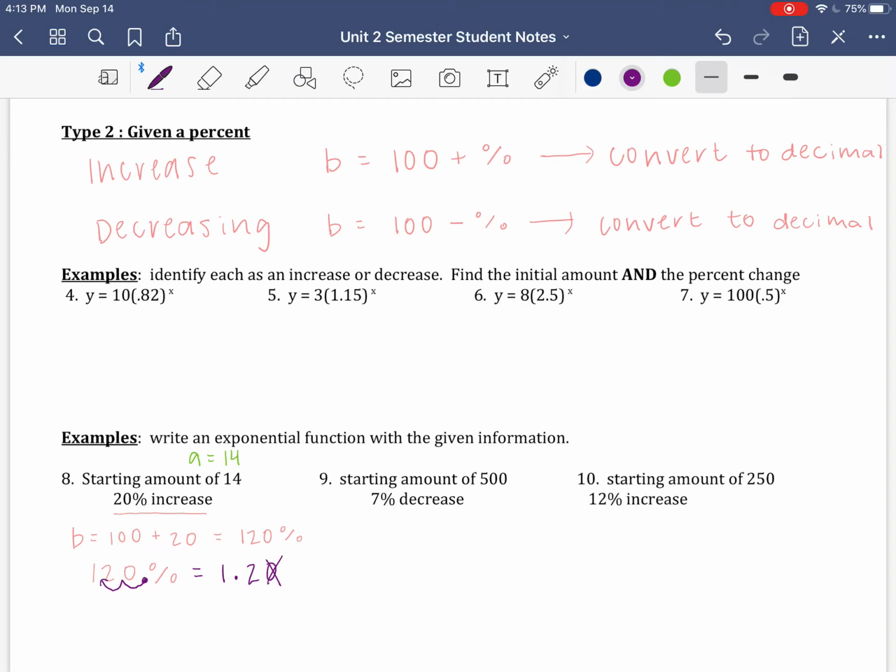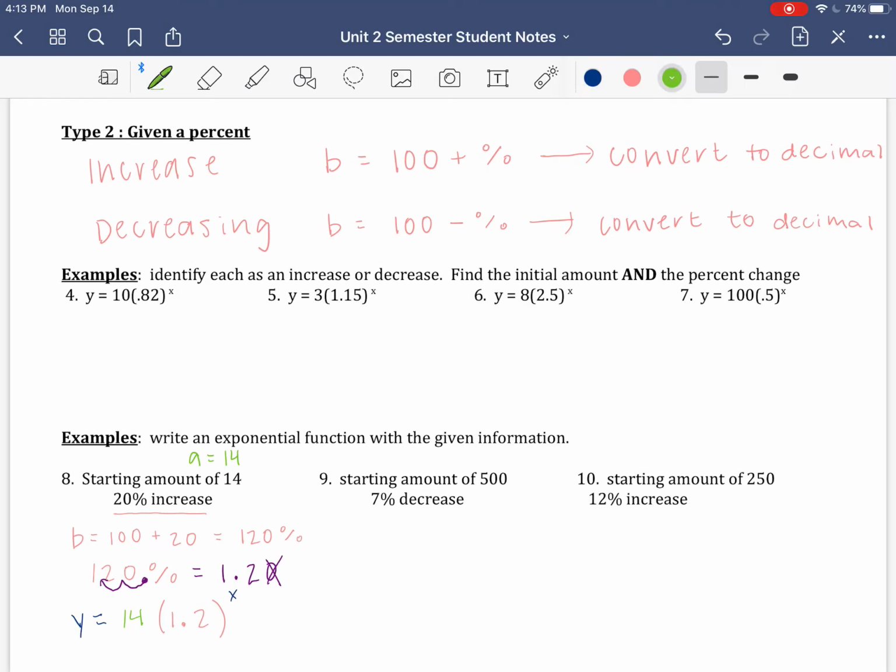So 120% is the same as writing that we're going to multiply by 1.2 over and over again. It's an increase here because now my B value is greater than 1. That's why I had to add that 100 in there. It accounts for keeping what you started with and adding the 20%. So then in writing your equation, we write y equals 14 times 1.2 to the x power. And that's my equation.